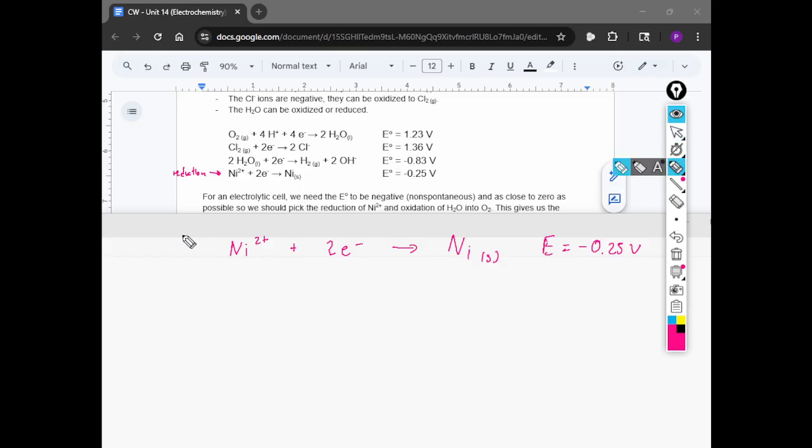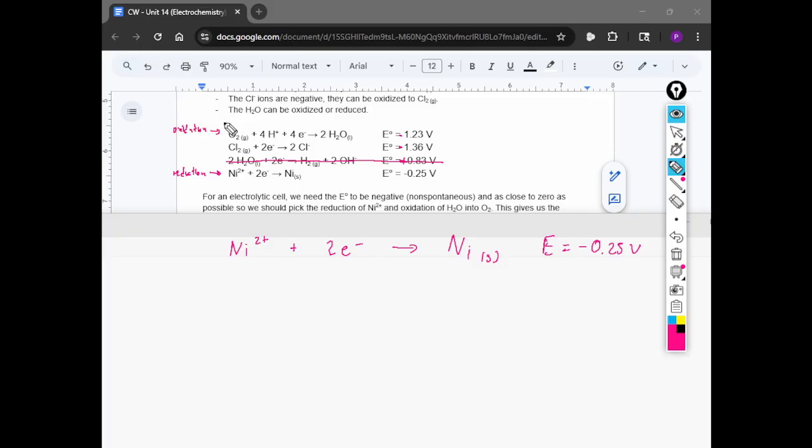And then we're going to pick our oxidation. Now, if you remember, we have to flip the one that we picked for oxidation. So let's just look at this. If we flip this one, it will become negative 1.23. This will become negative, and this will become positive. So we can automatically see we will not pick this one, because if we flip this one as oxidation, that means this becomes a positive number. If we add 0.83 and negative 2.5, that's going to give us a positive number. Electrolytic cells need to be negative, so this is not an option. And then between the two, we want to make sure that the reduction potential is as close to zero as possible. And so we're going to pick this one right here as our oxidation.